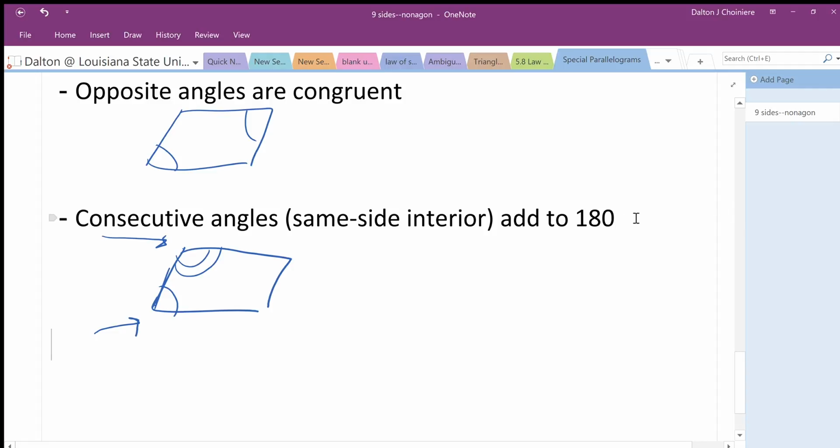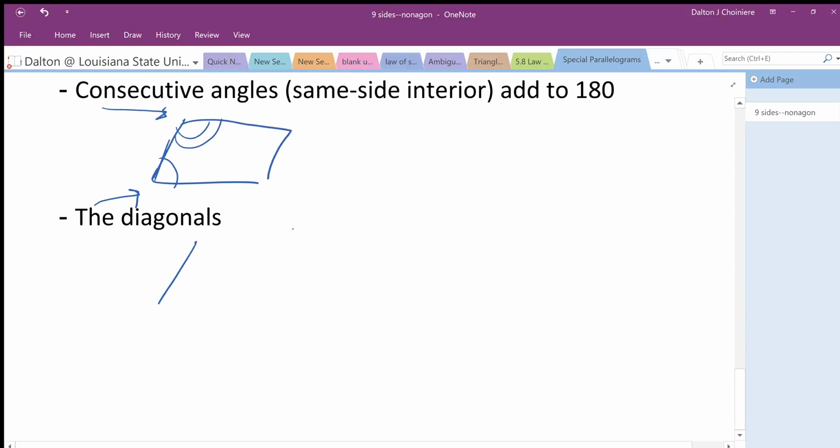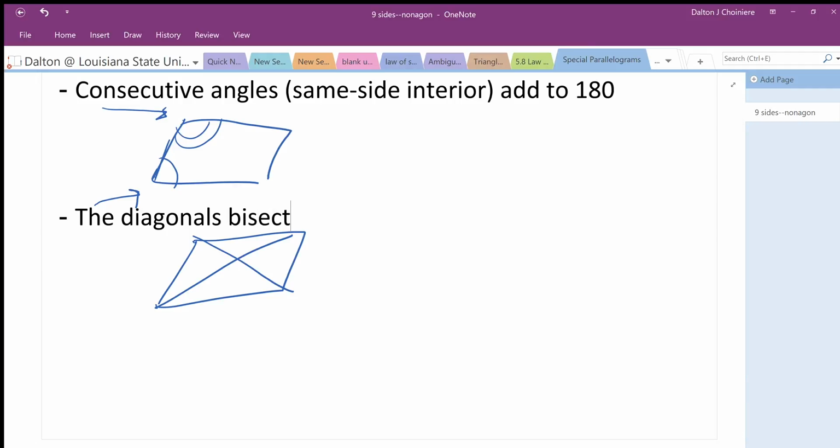Okay, the last thing was about the diagonals. Diagonals in a parallelogram connect opposite angles. So like these 2 segments that I just drew are considered the diagonals. This one's a little bit more challenging because it's not one that you really think about, so I'm going to give it to you. The diagonals bisect each other.